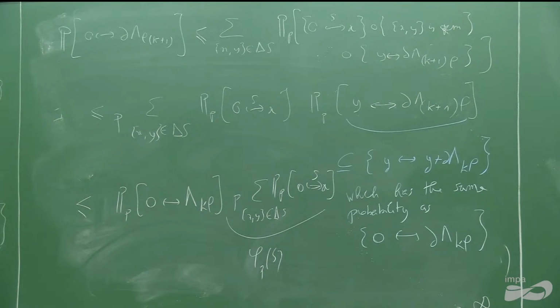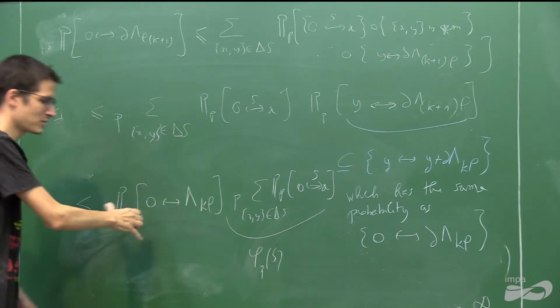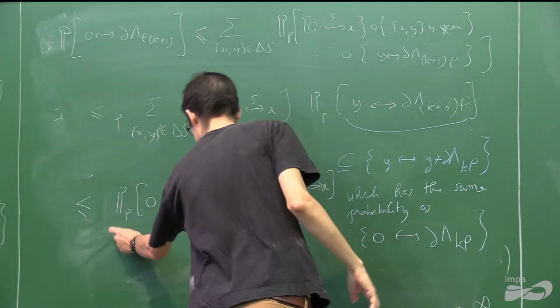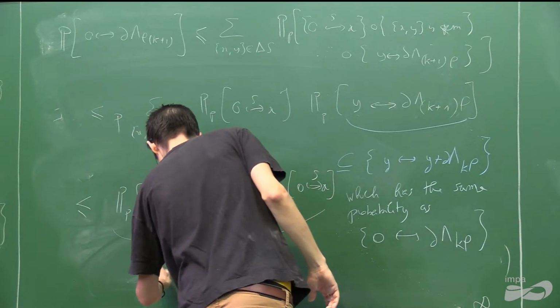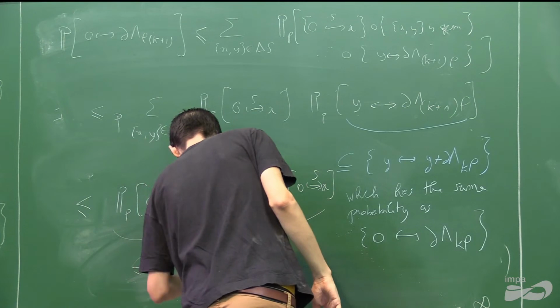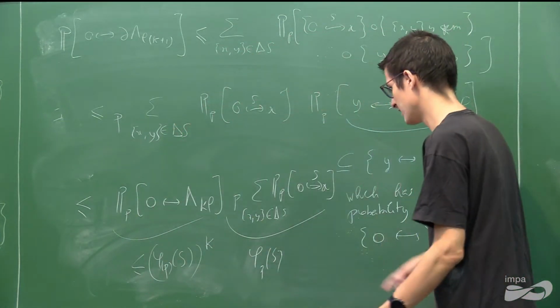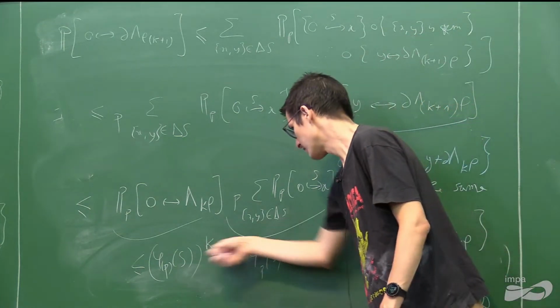We see that going from k plus 1, now we can use the induction step basically to say that this is smaller than phi p S to the k. And this is where we get the k plus 1.